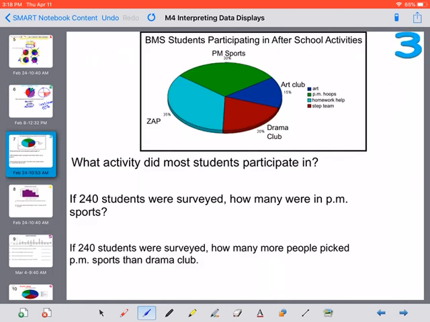Oops, I skipped one. All right, next question. It says BMS students participating in after-school activities. We have PM Sports, ZAP, Drama Club, and Art Club. What activity did most students participate in? You can look at the percentages, but this graph is a little bit tilted, so the best way to answer this would be to look at the percentages listed here. PM Sports was 30 and ZAP was 35%, so our answer there would be ZAP.